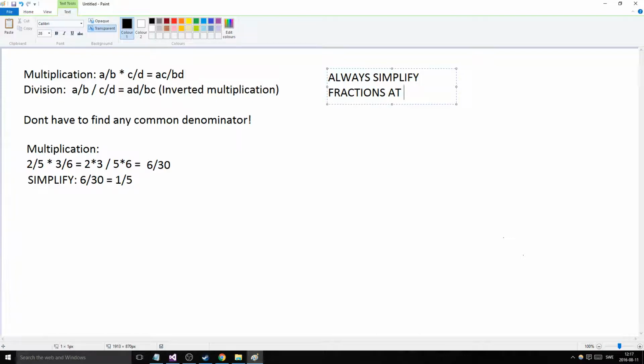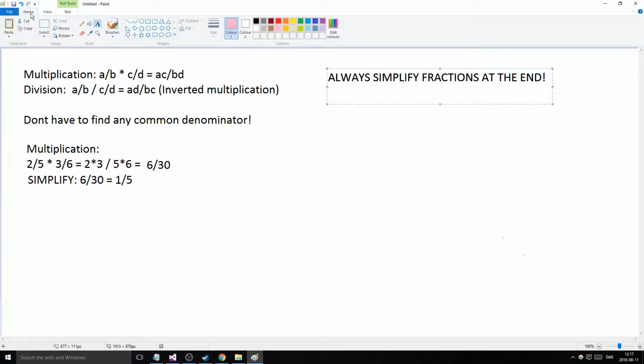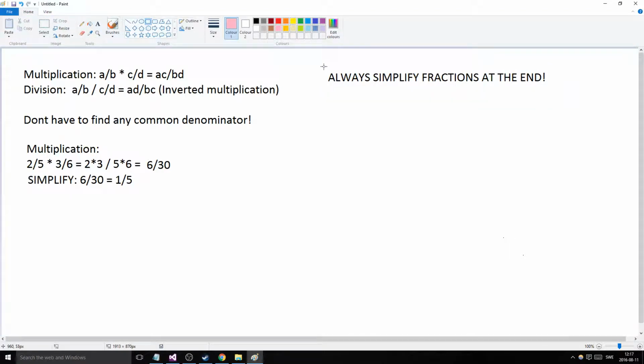Always simplify fractions at the end. When you're done with a calculation, always make sure you simplify, and that's going to make sure you get the correct answer. Sometimes teachers will be really strict: if you get a good answer but you don't simplify it down to its correct form, you won't get a point. So remember that. Now, for multiplication, there is another way.